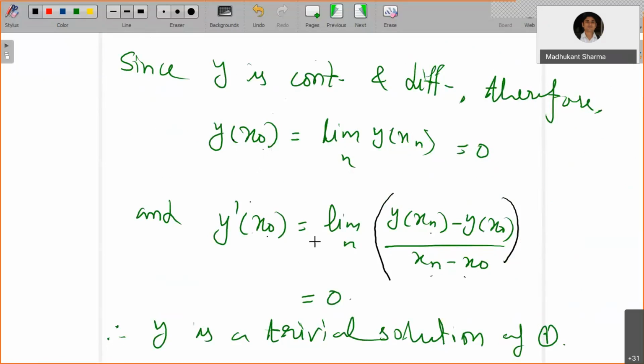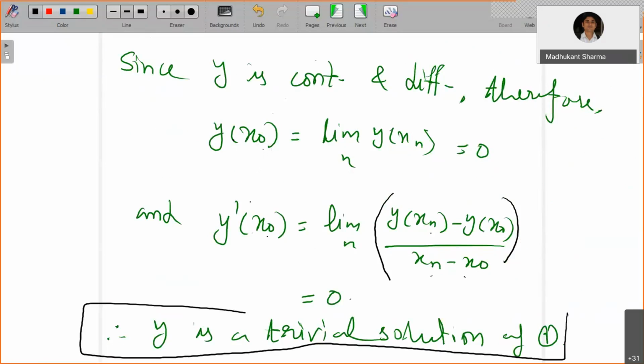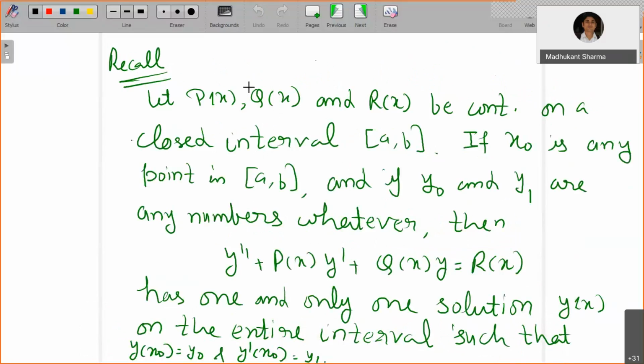Okay, so then it gives you a guarantee that y becomes a trivial solution. Why? Because of the uniqueness of the solution. So you can recall the following statement, the existence and uniqueness theorem: let p(x), q(x), and r(x) be continuous on a closed interval. If x0 is any point, and if y0 and y1 are any numbers, then the equation y double dash plus p(x) y dash plus q(x) y equals r(x) has one and only one solution on the entire interval, such that y at x0 is y0 and y dash at x0 is y1.